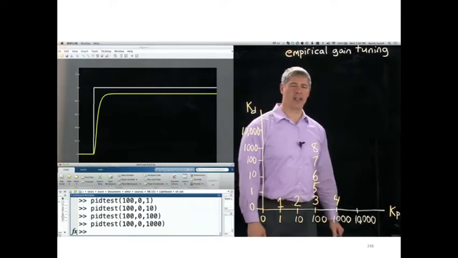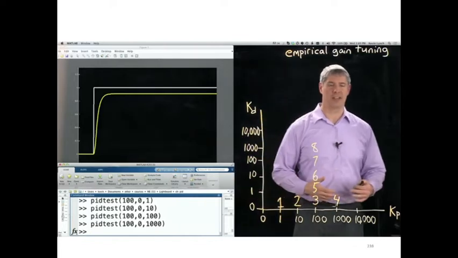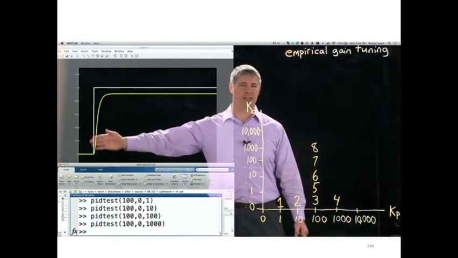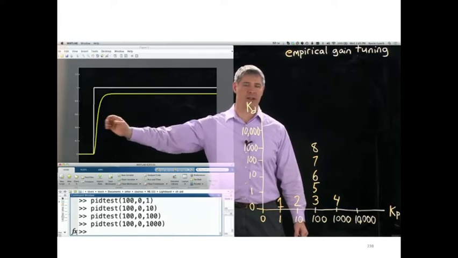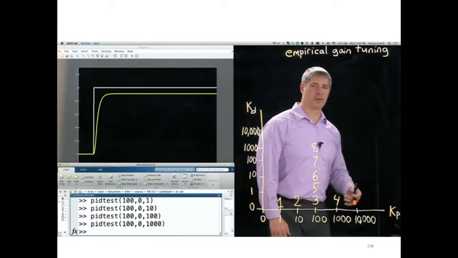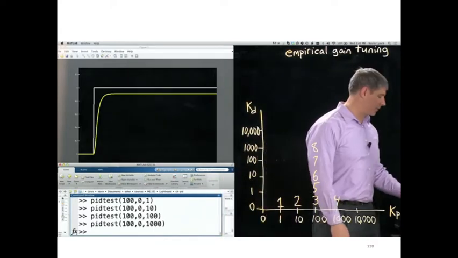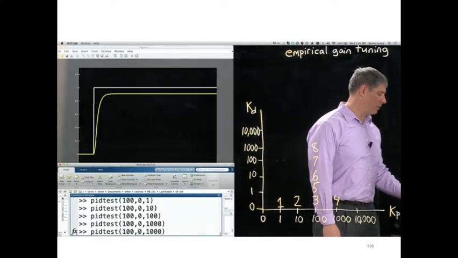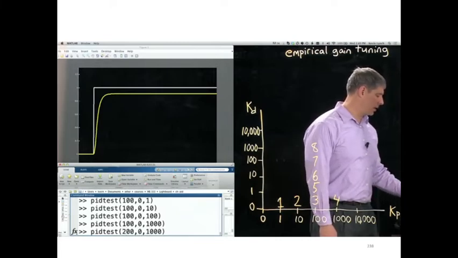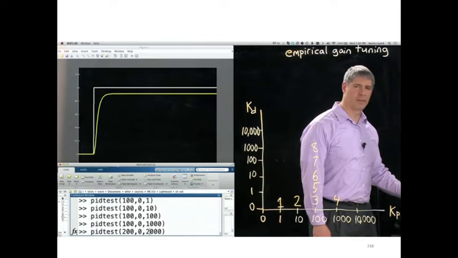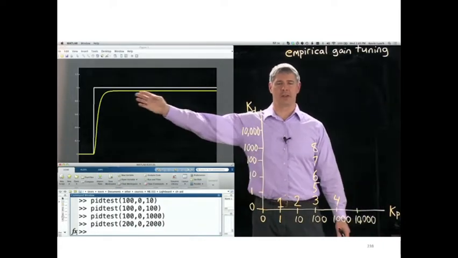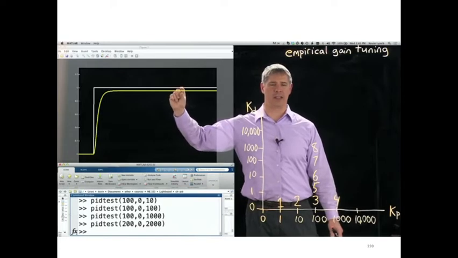Let's try increasing the stiffness and increasing the damping together, hopefully thereby keeping the good shape of our response, and this is called the transient response, while hopefully reducing this steady state error. So I'm going to double both the proportional and the derivative gain. So K sub P is 200, K sub D is 2000. Okay, now I'm getting even better performance, still the good transient response, less steady state error.